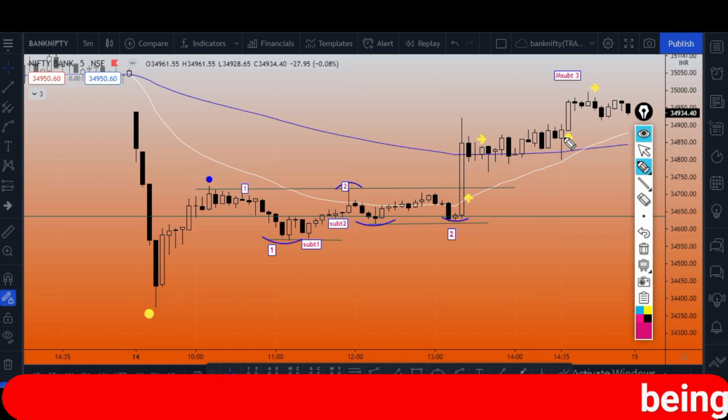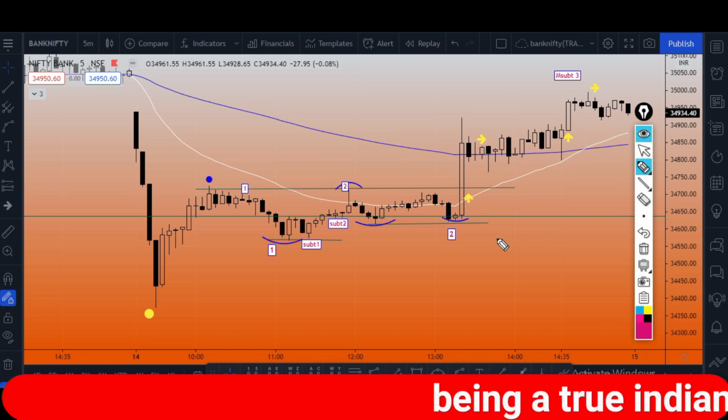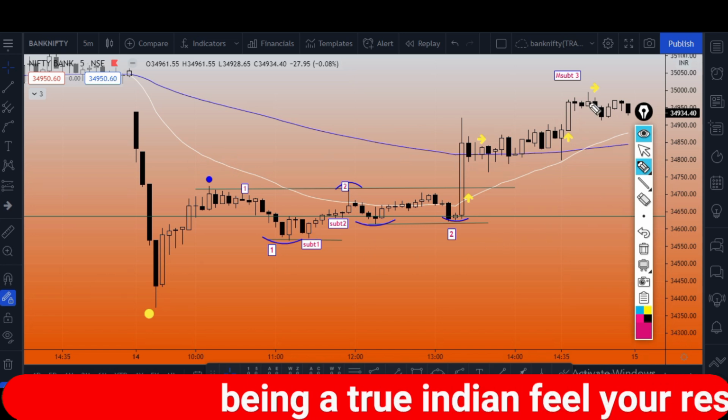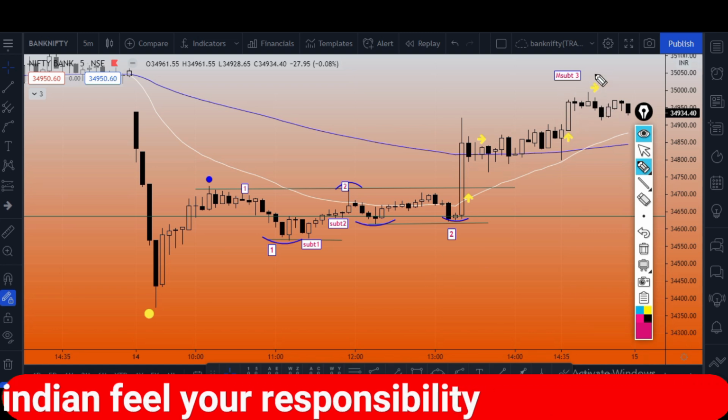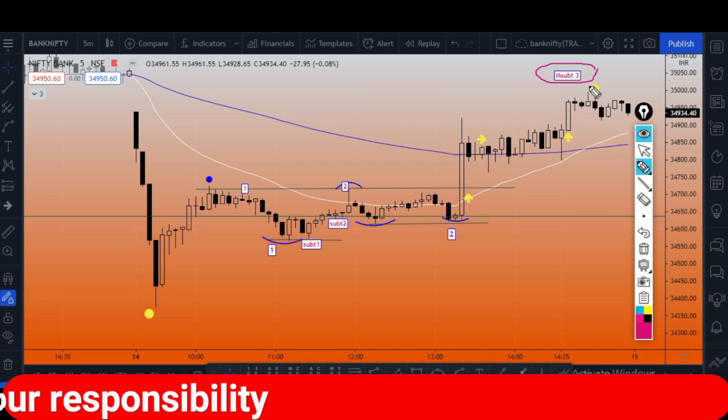If it is the trend reversal, then this marking will change. If it is the counter trend move, then this marking will continue further down by making this micro subtest 3, major subtest 3.